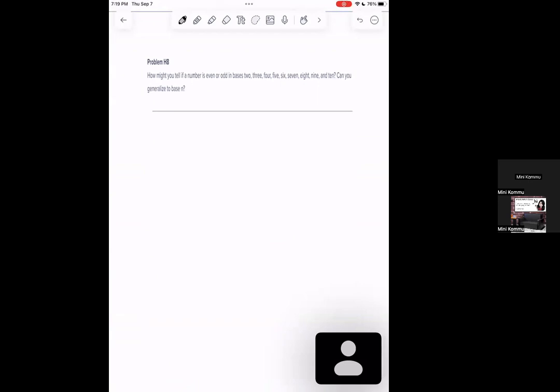Okay, so this is an interesting problem. How am I to tell if a number is even or odd in base 2, base 3, base 4, 5, 6, 7, 8, 9, and base 10? Now, base 10 is easy. We know, right? 2, 4, 6, 8, 10, 12, and so on and so forth. So in base 10, a number is even when you divide it by 2 and it is divisible by 2, leaving a remainder of 0. You call it even.